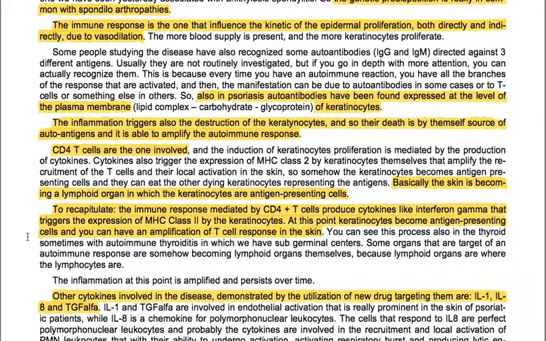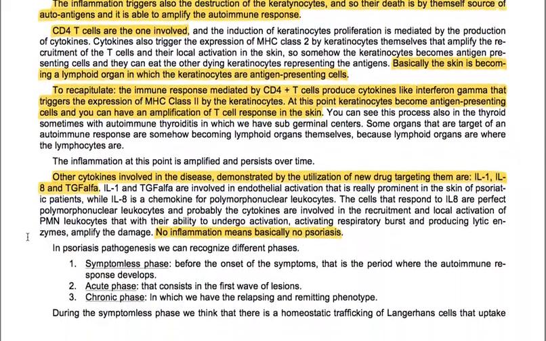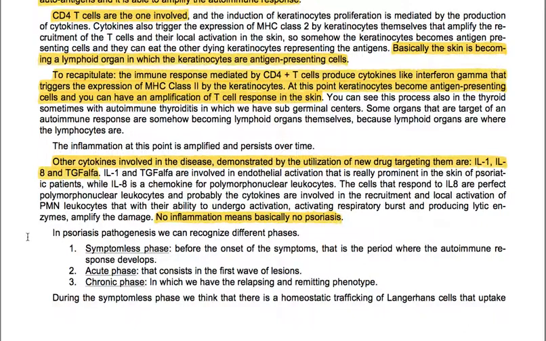CD4 cells are the ones involved, and the induction of keratinocytes proliferation is mediated by the production of cytokines. Cytokines also trigger the expression of MHC class II by keratinocytes themselves, that amplify the recruitment of the T cells and their local activation in the skin. So somehow the keratinocytes become antigen-presenting cells, and they can eat the other dying keratinocytes representing the antigens. Basically, the skin is becoming a lymphoid organ in which the keratinocytes are antigen-presenting cells.